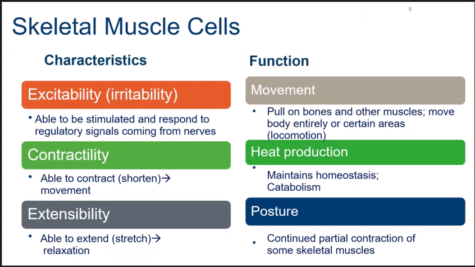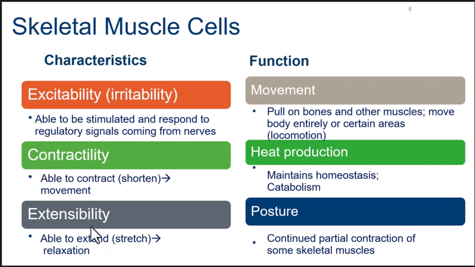The rest of today's lecture will discuss skeletal muscle specifically and their contractions, but we're going to look at some of the characteristics and functions of skeletal muscle cells. They possess excitability. So when they're stimulated by nerves, they will respond to it. They also possess contractility, so they have the ability to contract or shorten, and when they do, it produces movement of the body.